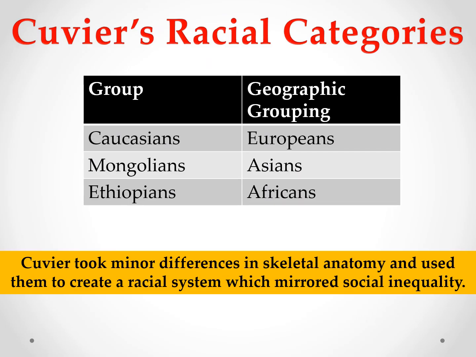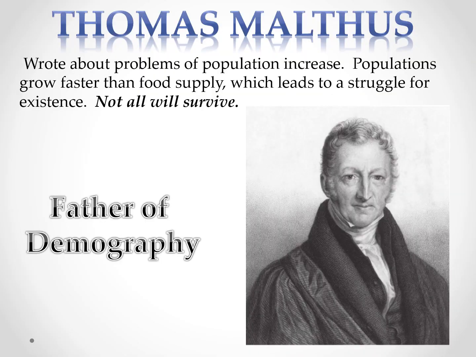So just showing you Cuvier's racial categorical system. He had Caucasians, Mongolians, and Ethiopians to correspond to Europeans, Asians, and Africans. He did not even consider Native Americans to be quote-unquote human. And what he did is he took minor differences in skeletal anatomy and used them to create a racial system which mirrored the social inequality and social injustice system that existed at the time.